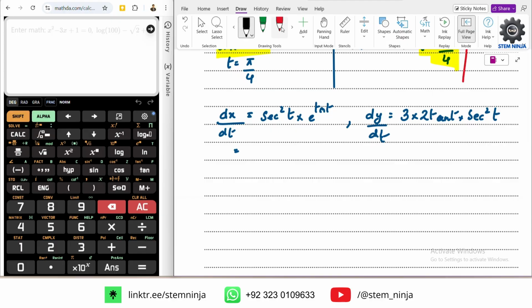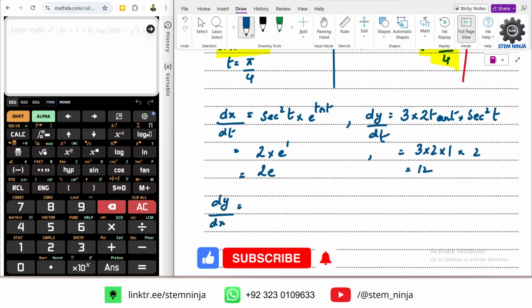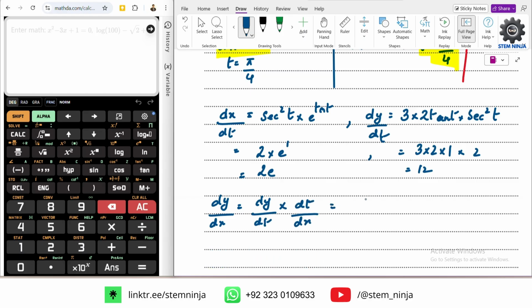Okay, so you just have 2 times by e raised to power 1, and this is equal to 3 times by 2 times by 1 times by 2. So this is your 2e and this is your 12. Okay, so dy by dx, the gradient, is dy over dt times by dt over dx. This would become 12 over 2e, so this is 6 over e.